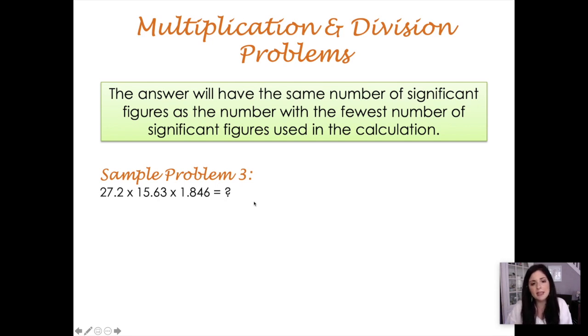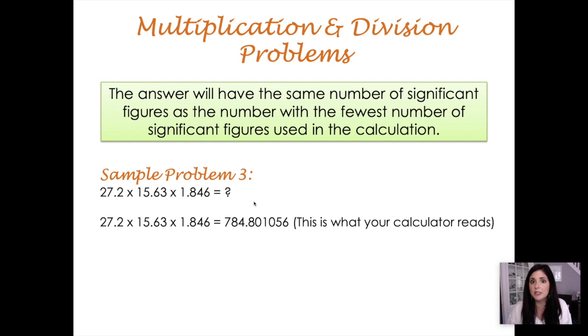So when you type this in the calculator, your answer is going to give you this ridiculous number, 784.801056. I mean, this cannot be the answer, because look how exact this number is. My measurements aren't even that exact. So therefore, my answer can't be more exact than my least exact measurement. So therefore, we want to round this number so it has the same number of sig figs as the number used in the calculation with the least.